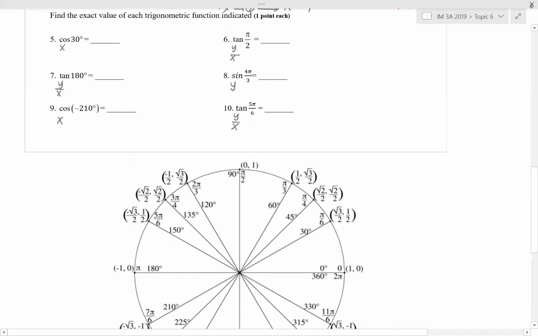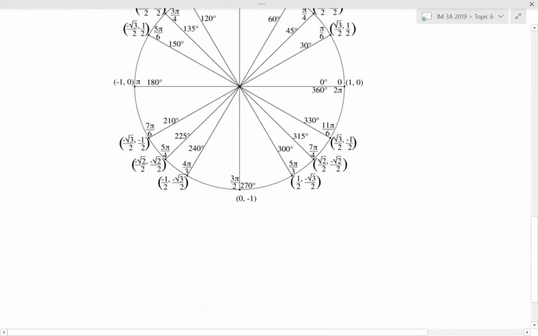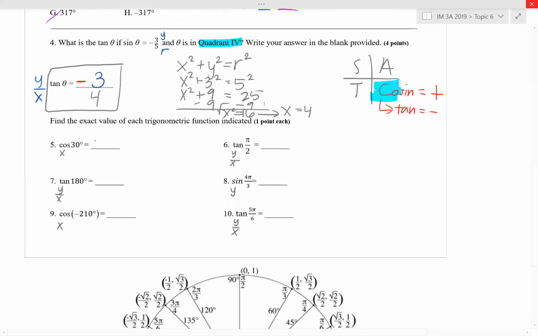So cosine of 30 degrees, we would find 30 degrees on the unit circle. And then the answer is just the x coordinate. So the answer is radical 3 over 2. So cosine of 30 degrees is radical 3 over 2.